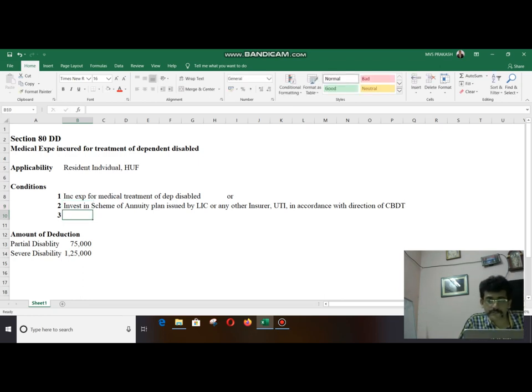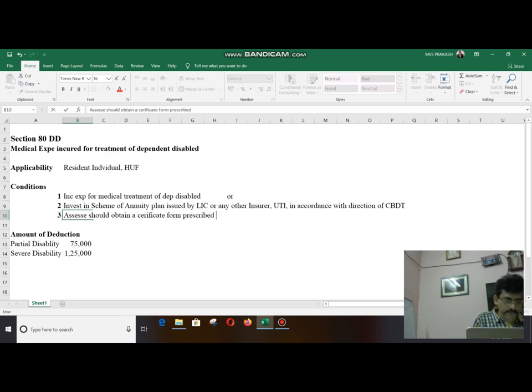Third condition, as we have seen, the deduction is based on disability. As the deduction is based on disability, the SSC should obtain a certificate from whom? From the prescribed medical authority. If he obtains the certificate from a prescribed medical authority, then all the conditions are satisfied, and he can take the deduction based upon the disability, either 75,000 or 1,25,000.